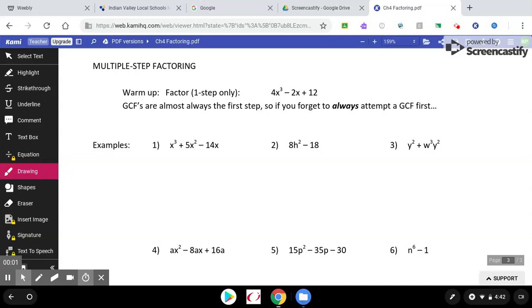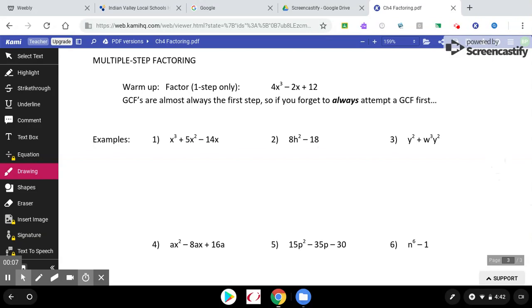If you only watched one video from the Chapter 4 series, I hope it's this one because it illustrates everything you need to know. Multi-step factoring. Well, multi-step implies that there's more than one thing to do. And all the other factoring problems we did up to this point, you did one set of factoring or one step and you were done.